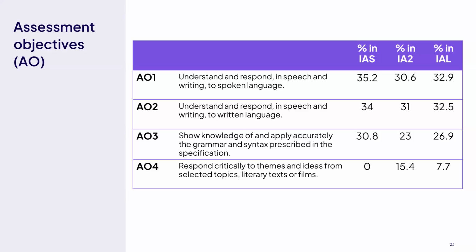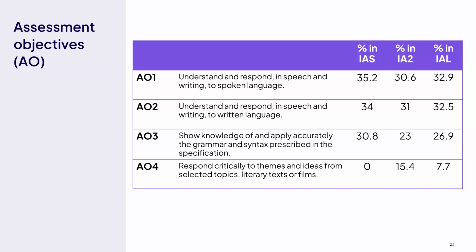If we have a look at what that looks like in numbers, we see quite significant percentages of marks available for AO1 and AO2. For AO3, we're prioritizing the use of language over the quality of language, so that's important. We have more marks for the practical application of the language than for the knowledge of grammar and syntax, but that is significant.